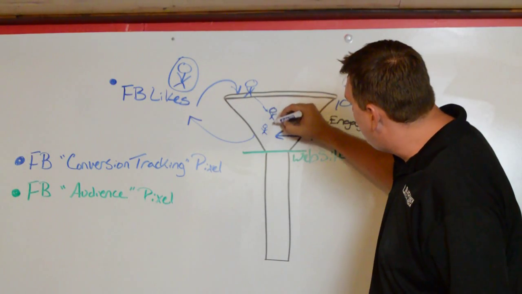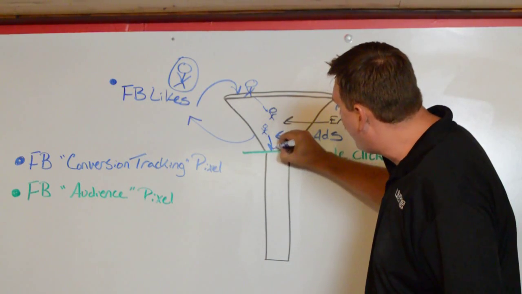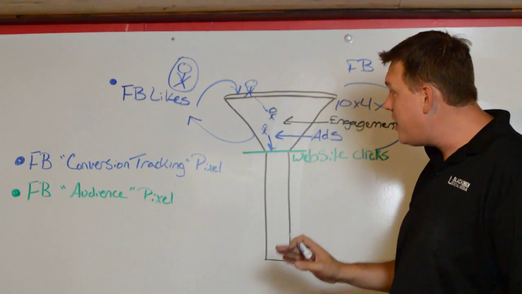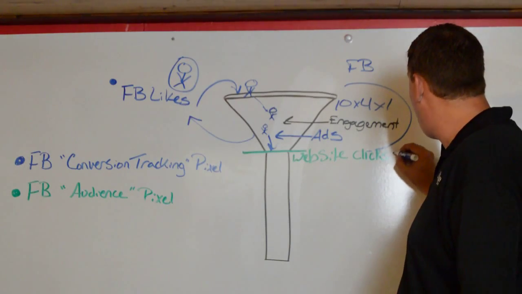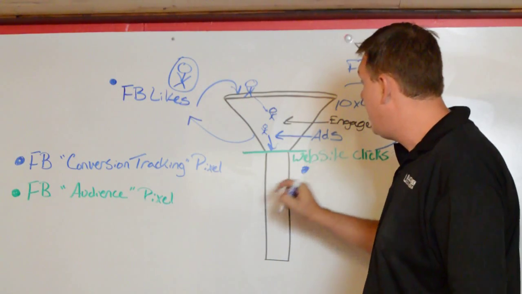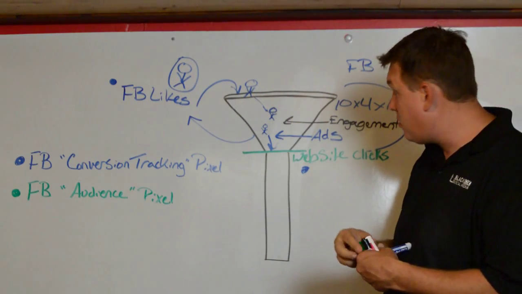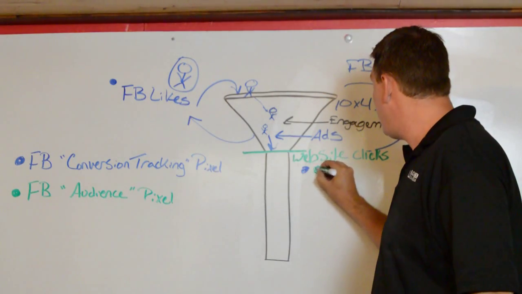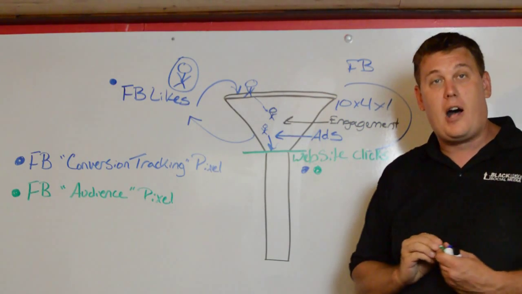They're going to get engagement. We're going to create good ads. Now they're going to hit our landing page in the part of our funnel. When they hit our landing page, I want to make sure on the website, they're right here, that they are going to have the Facebook conversion tracking pixel set up on their main website, and I want to make sure that you have the audience pixel set up as well.